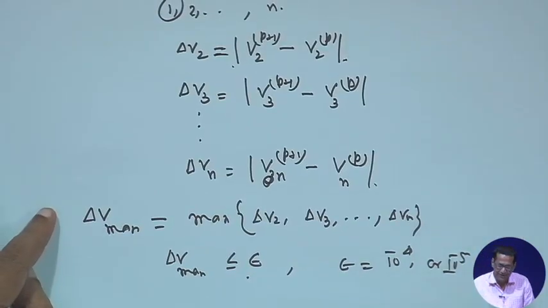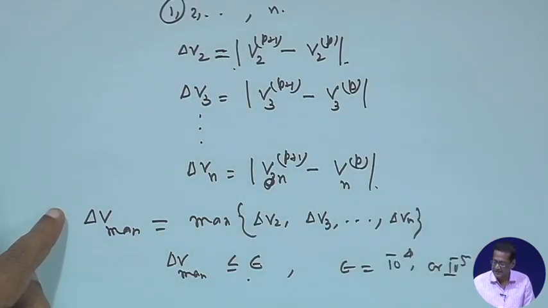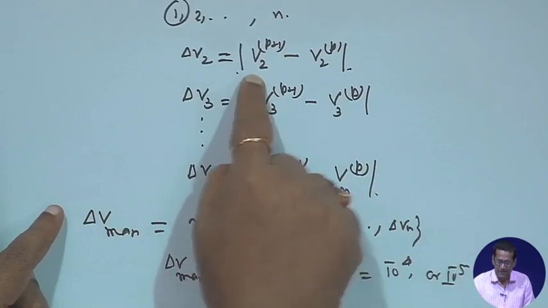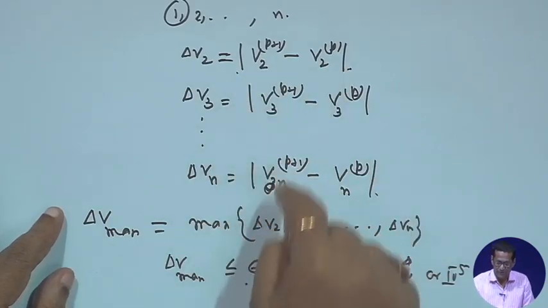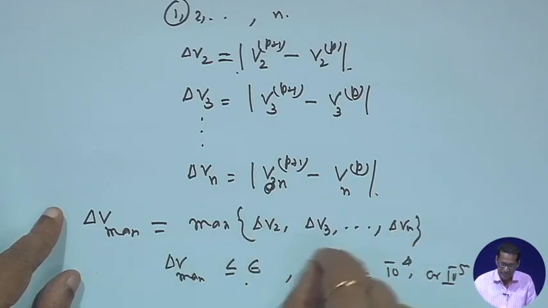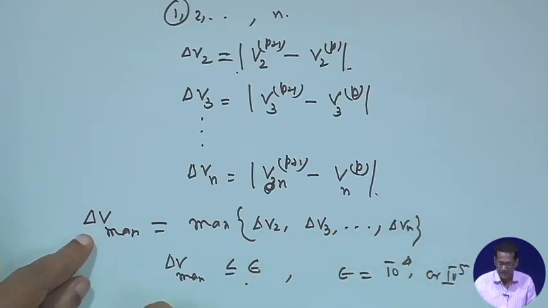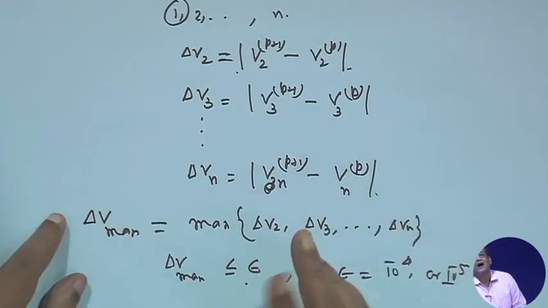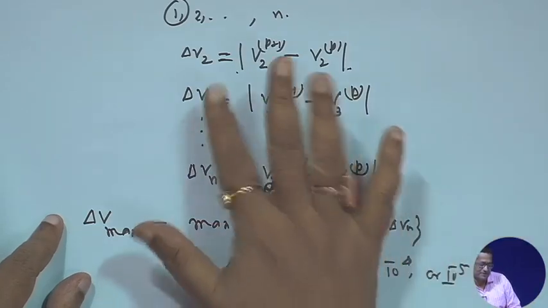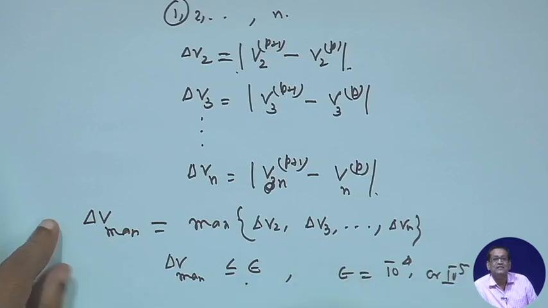That means, in every iteration you have to see the difference between the current value and the previous iteration value, V 2, V 3 up to V n, take the magnitude, and out of these take the max. If the max of these is less than epsilon, then the solution has converged, because if the max is less than epsilon, all the other differences are also less than epsilon. So, that is the convergence criteria.